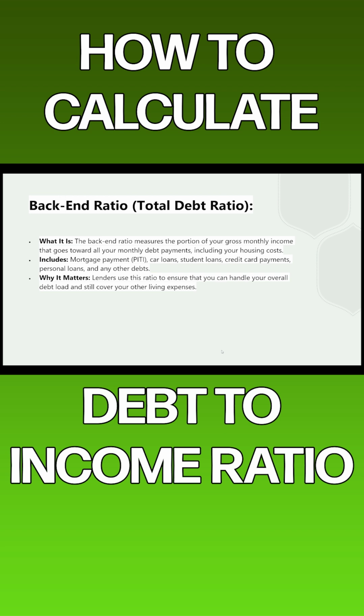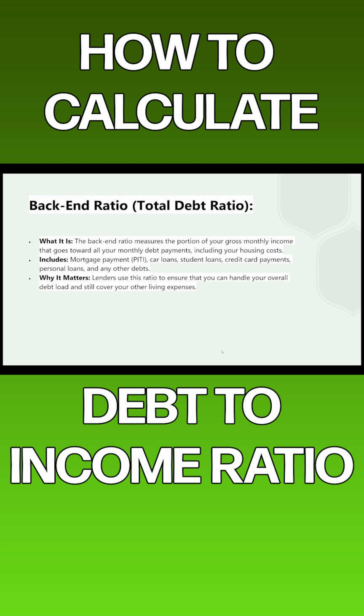Your back end ratio is your total debt ratio. Lenders use this ratio to make sure that you can handle your overall debt load and still cover other living expenses. So your back end ratio includes your car loans, your student loans, credit card payments, personal loans, and any other debt. Now, what's important to also remember and understand is that the creditor gets this information directly off of your credit report. So again, I talked about your credit report in the past. Know what's on it, because that is where they're going to get all of your debts to come up with this total debt to income ratio.